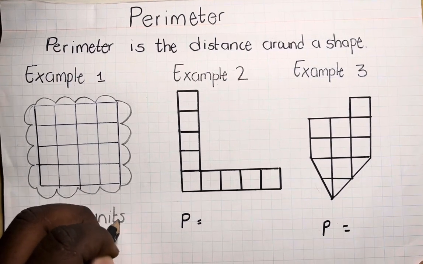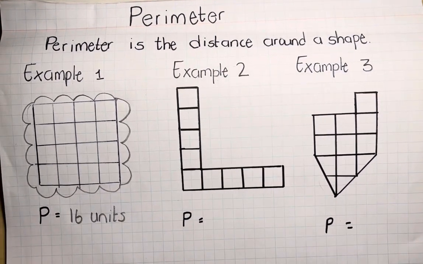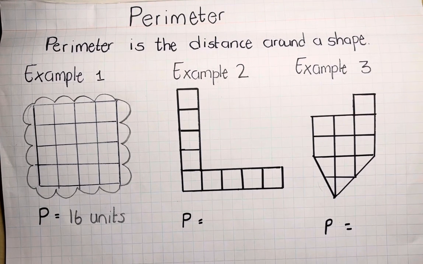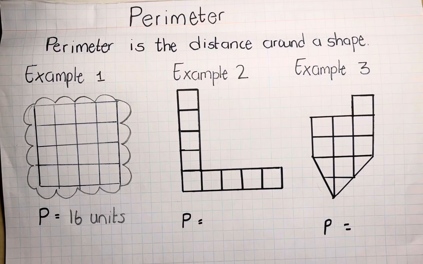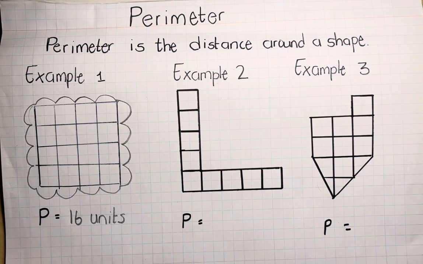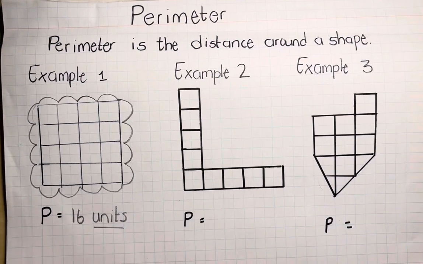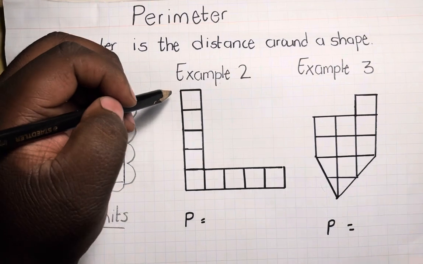16 units. Now, as I said earlier, in later grades, you're going to be using meters and centimeters and all of that fun stuff. But for now, just to get you to understand the idea of perimeters, we're going to be using units. Now, let's go to the second shape as well.